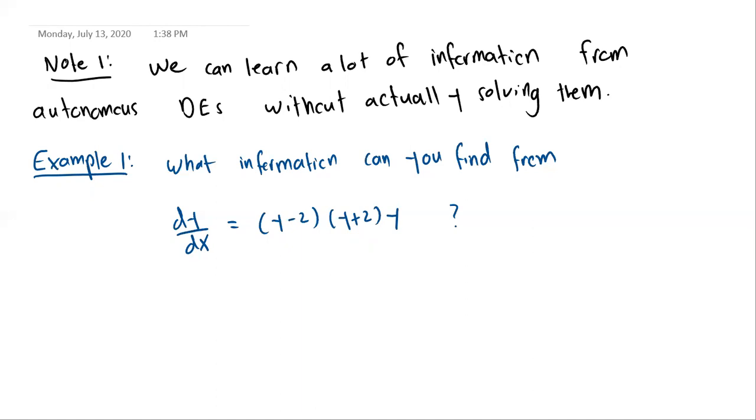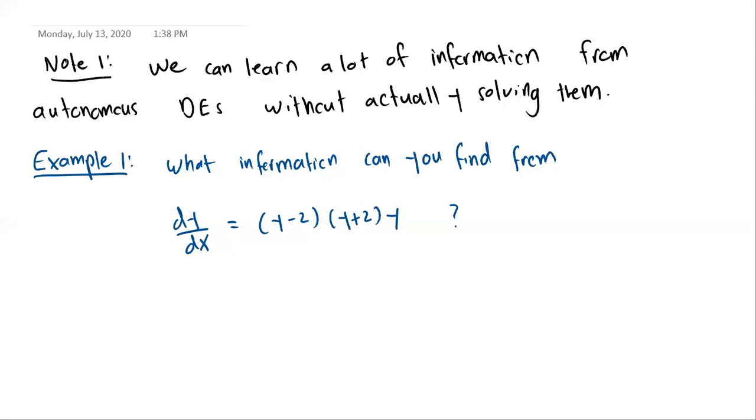So first, as a note, I want to write it down explicitly that we can learn a lot of information from autonomous differential equations without actually solving them. So here's what I've been saying. I'll just write it so you can write it down if you're taking notes. Okay. So let's work through an example. What information can you find from the differential equation dy/dx equals y minus 2 times y plus 2 times y?